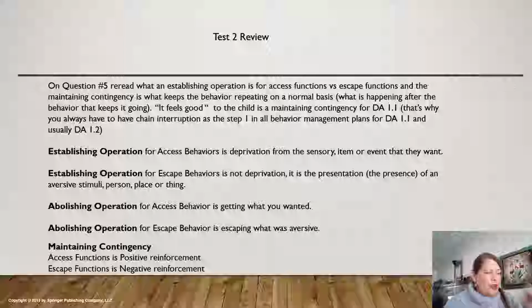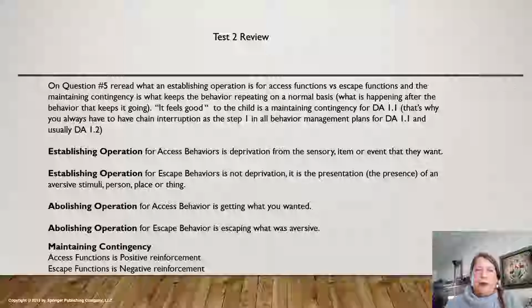So I just want you to understand that number 5 relates to the actual function, and to whether it's an access or escape, and then you have to be able to identify it more clearly. So on your own PMPs, you need to understand what the establishing operation is. You need to understand your abolishing operation and the maintaining contingency.